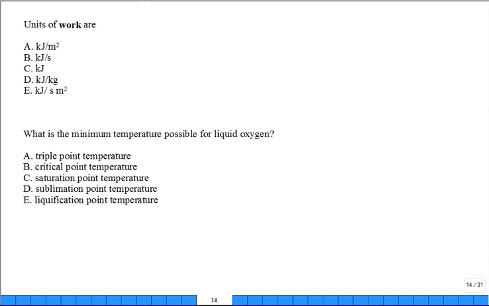So what are the units of work? There it is. And then once you make the answer to that one, what's the minimum temperature possible for liquid oxygen? And I'm going to pause and walk around and see what answers I get, okay?